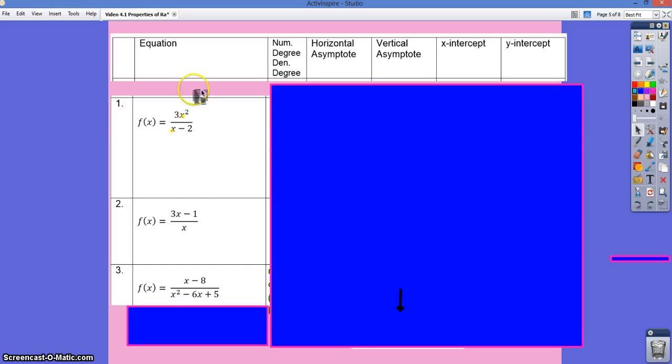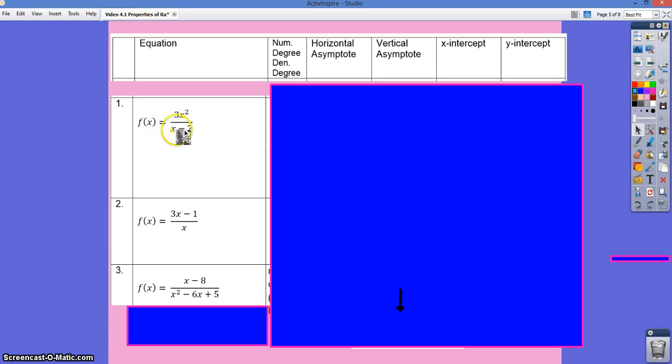Next, go ahead and copy these examples beneath the rules that you previously copied. Okay, we're going to do example 1 together, and then you're going to try examples 2 and 3 on your own. Example 1, here's our rational function.